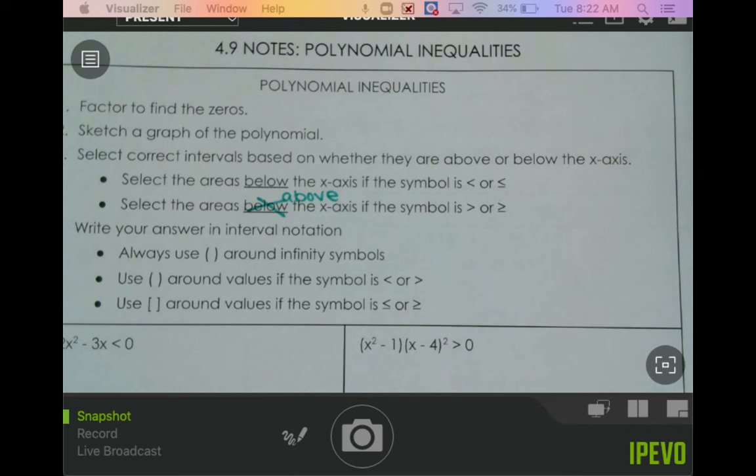Then you're going to write your answer in interval notation. Keep in mind that we are using parentheses around symbols that don't have the little bar underneath and brackets around symbols that do. Okay? The brackets mean or equals to. And you can never equal infinity, so they always have parentheses.